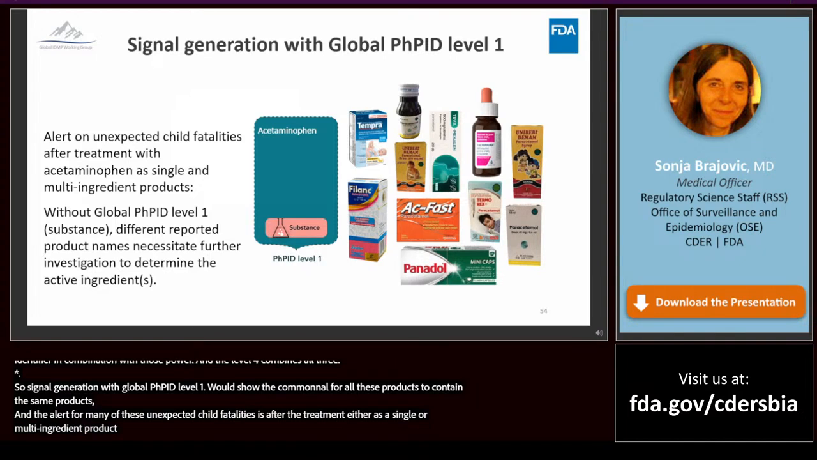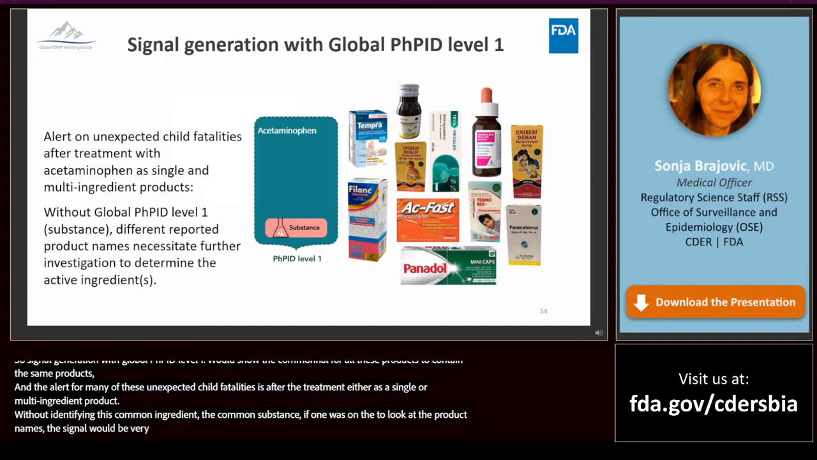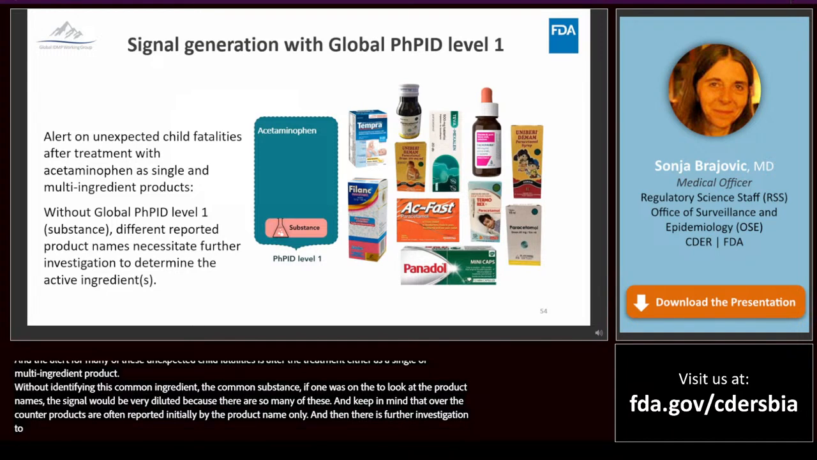Without identifying this common ingredient, the common substance, if one was only to look at the product names, the signal would be very diluted because there are so many of these. And keep in mind that over-the-counter products are often reported initially by the product name only, and then there is further investigation to determine the active ingredient and other attributes for the product.